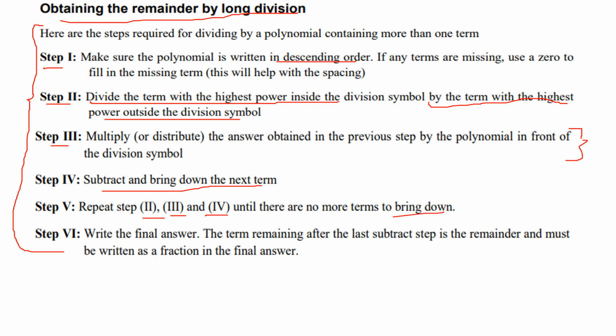Now step 6, we are saying that you're going to write your final answer, and the term remaining after the last subtract step is going to be the remainder. What you remain with after seeing no further division is always going to be called the remainder, and it must be written as a fraction in the final answer. That remainder you have got, you divide it with the divisor. That's what we mean by representing it as a fraction.